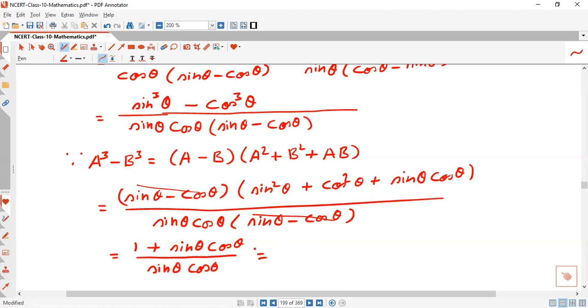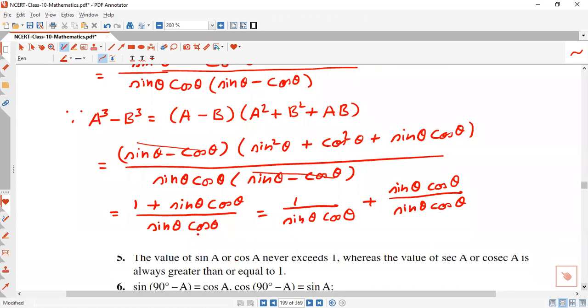You separate these terms, you are getting 1 upon sine theta cos theta plus sine theta cos theta divided by sine theta cos theta. This first term, 1 upon sine theta cos theta, can be written as cosec theta sec theta, plus 1. This is the proof. We are getting the right hand side.